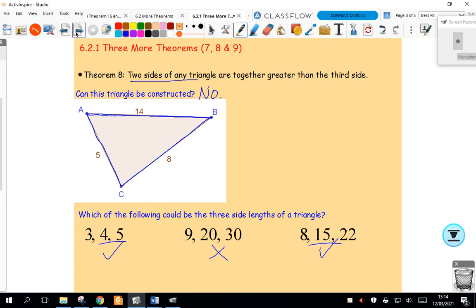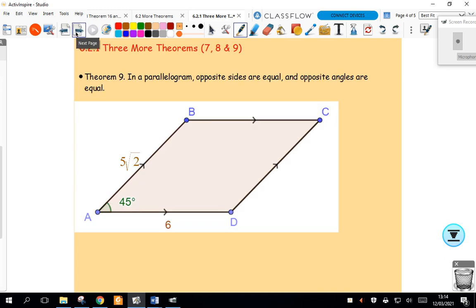Theorem 9 is about parallelograms, and again you will know this already. In a parallelogram, opposite sides are equal and opposite angles are equal. So here's a parallelogram. How do I know it's a parallelogram? Because of the arrows saying this side is parallel to this, this is parallel to this. Theorem 9 says opposite sides are equal. So if this is 5 root 2, well, that's 5 root 2. If this is 6, well, this is 6. Also, opposite angles are equal. If this is 45, well, this is 45.